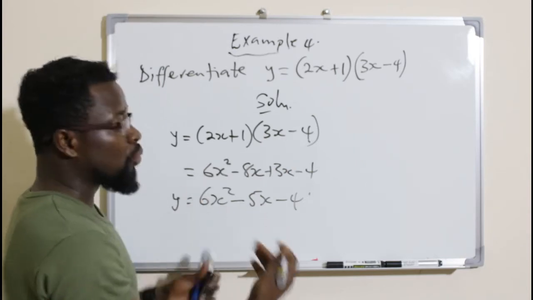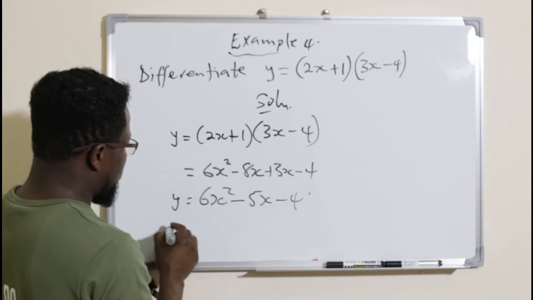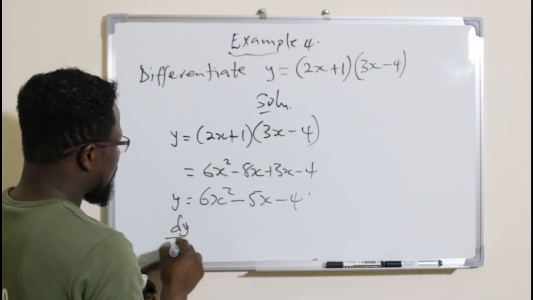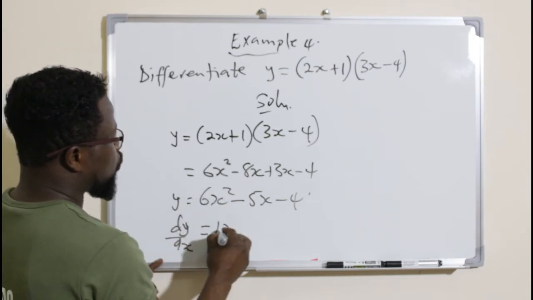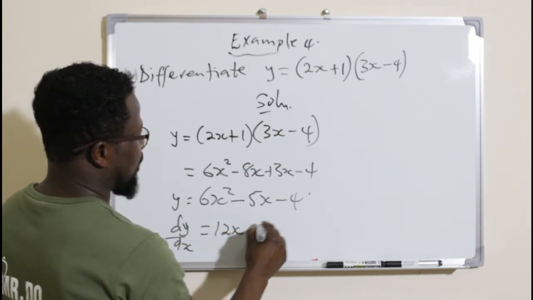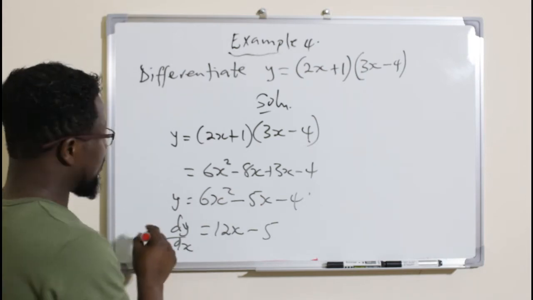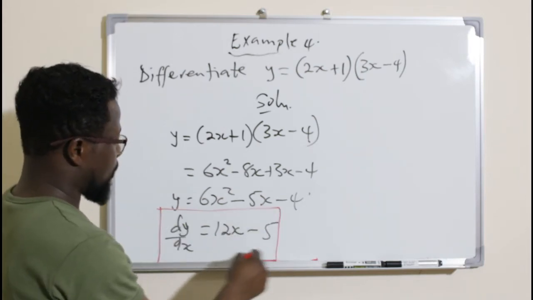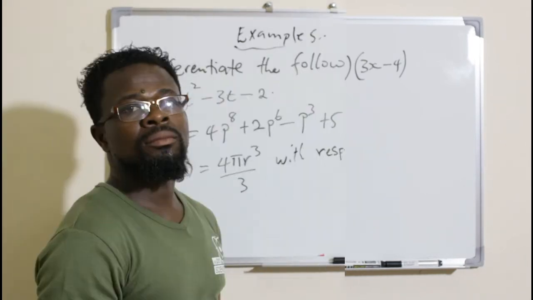And now we need to find the derivative of this function. So dy/dx is now equal to 12x minus 5. And that is how to solve this kind of problem. Let's look at example number 5.